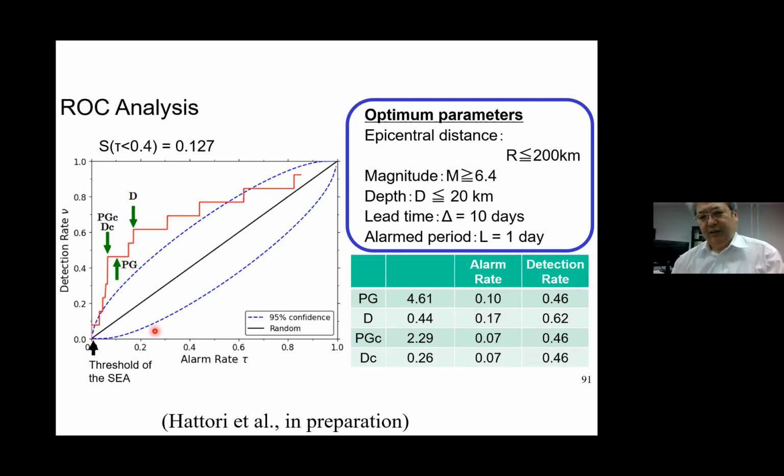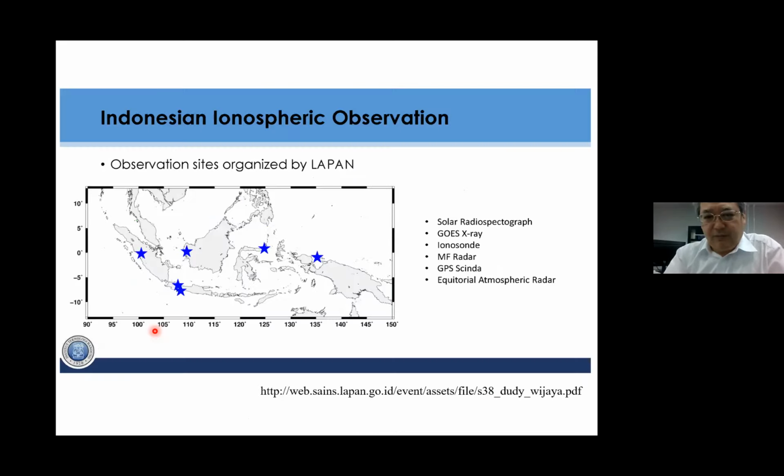So anyway, ionosonde data is much more sensitive than GPS-TEC, and the ionosphere is very sensitive to earthquakes, and they have precursors. We can analyze the precursor signature using the ionospheric data.